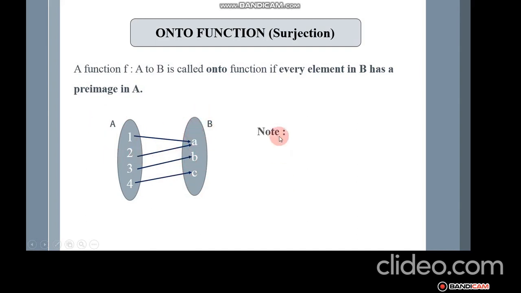Note, here the range of f is the same as the codomain, because every element in B has a pre-image, so all the elements are mapped. So here the range of f is the same as the codomain.